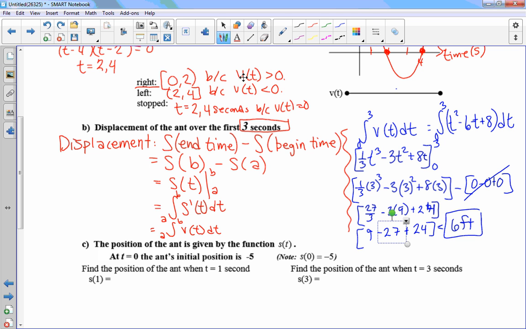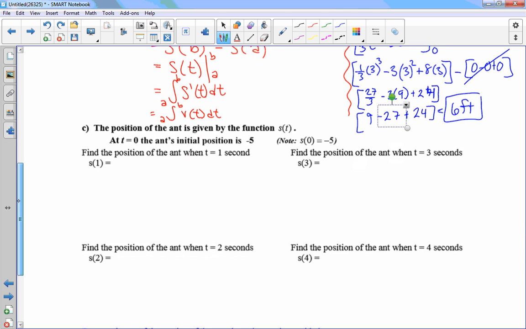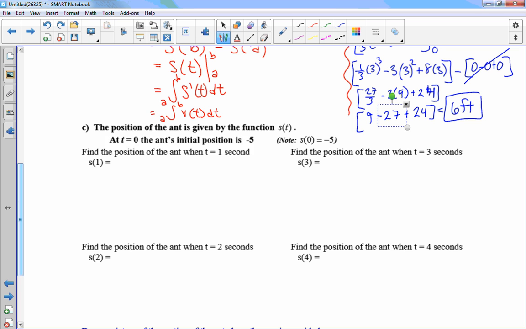Okay, now this next one, similar, it might have one piece that's a little curious. The position of the ant is given by the function s of t. At t equals 0, the ant's initial position is not 0. The ant's initial position is negative 5. Find the position of the ant when t equals 1 second.